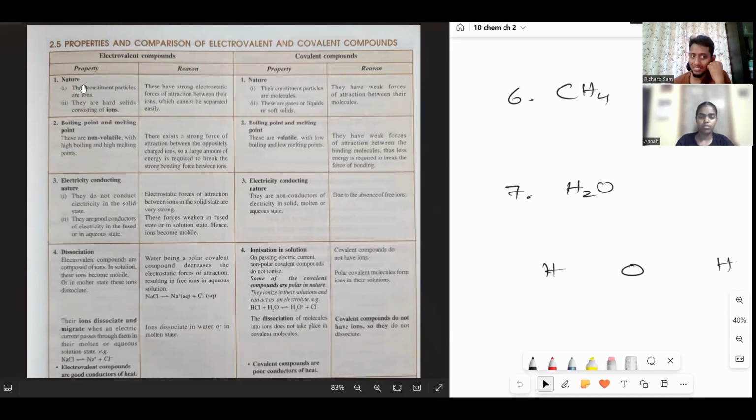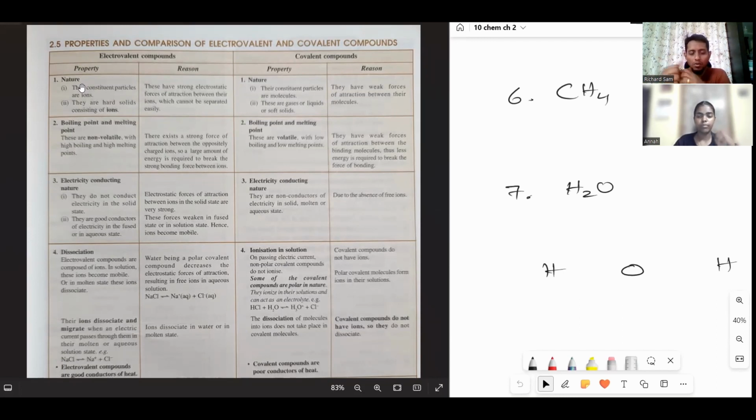Yeah, first one is their nature. How do they feel? How do they appear? What state are they? So electrovalent are generally what state? They're solids, and they're hard solids. Okay, hard solids means they're very strong, they're hard, they're dense. You cannot easily separate the ions.